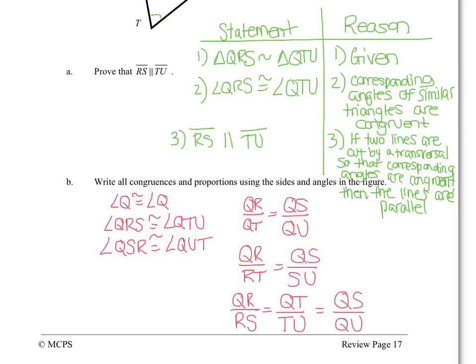So again, there's different ways to write these proportions. I could say QR over QS equals QT over QU. I could also do the reciprocals of these. All right, same thing with all of these. So remember, proportions can be written in different ways, but they still should be talking about each of these three main ideas.